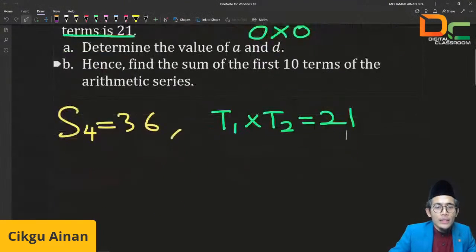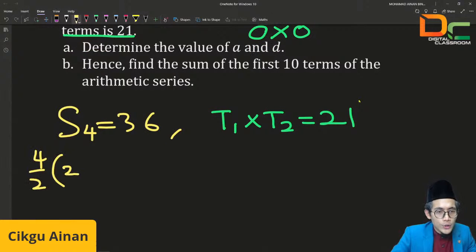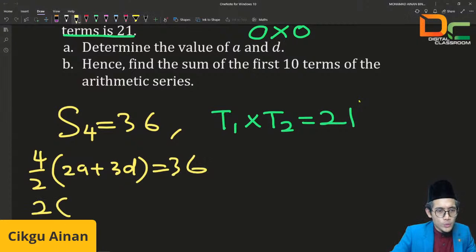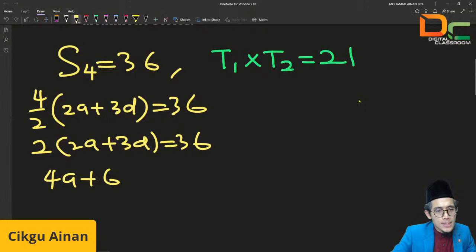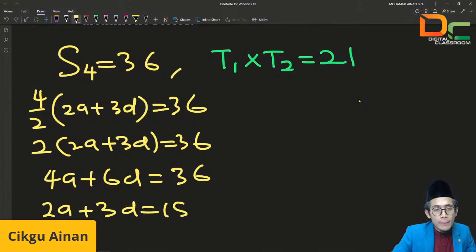Biasalah tu. Okay. So, S4 is 4 over 2, 2A plus 3D. D ni bukan A. 3D. Okay. 36. Okay, and then simplify: 4A plus 6D equals 36. Okay, done already. Dah tak boleh nak buat apa dah. Oh, boleh simplify. 4 tak boleh. 2. Okay, so divide everything by 2. So, 2A plus 3D equals 18 over here.